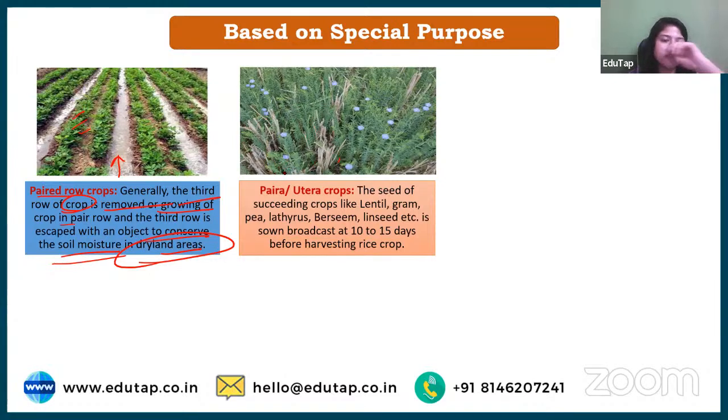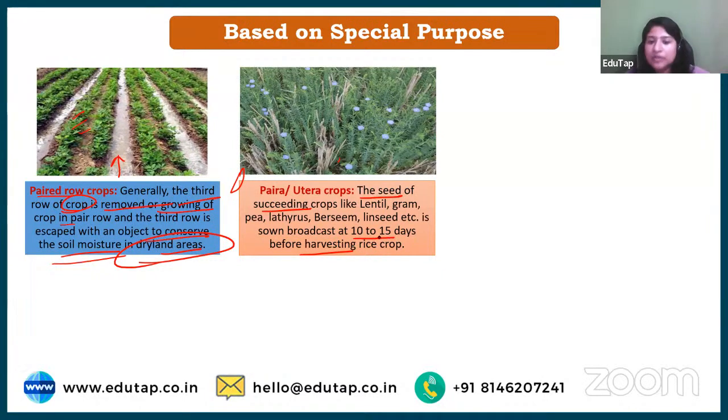Relay game you must have played, right, where the rod has to be moved from your team partner, and there has to be someone holding that, then only you can run. So here in para-utera crops, or relay cropping, the seed of the succeeding crop, that is the next crop the farmer has to sow, is sown beforehand, before harvesting. And what is harvesting? We have understood, cutting down of crops at maturity.